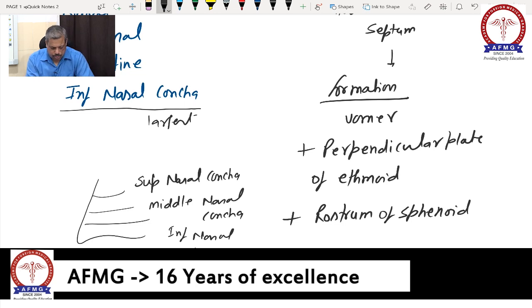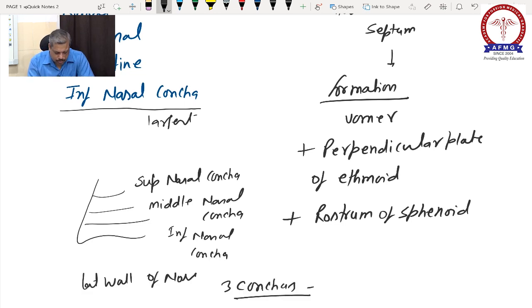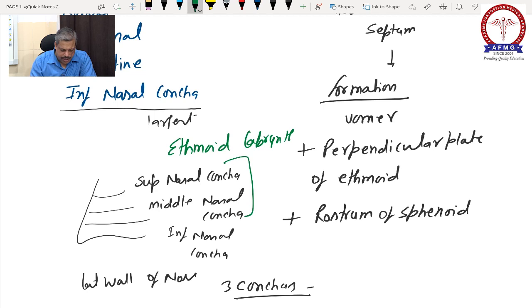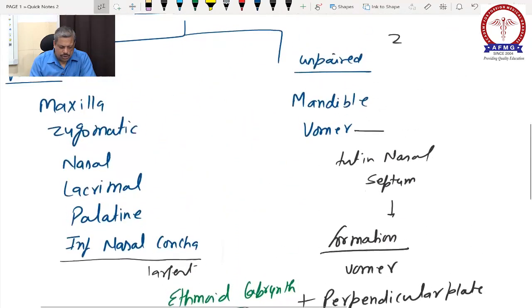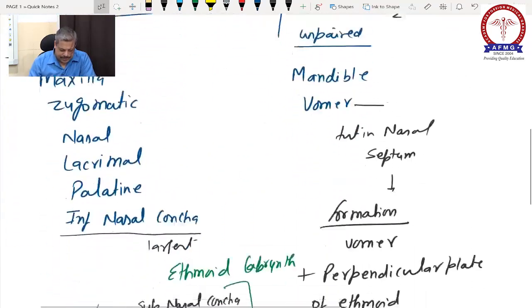So what is the question? Question is this: these 2 concha, superior nasal concha and middle nasal concha, are not independent bones. These are part of ethmoid bone, part of ethmoid labyrinth. Inferior nasal concha is an independent bone. Clear? So these are the bones present in the facial skeleton.